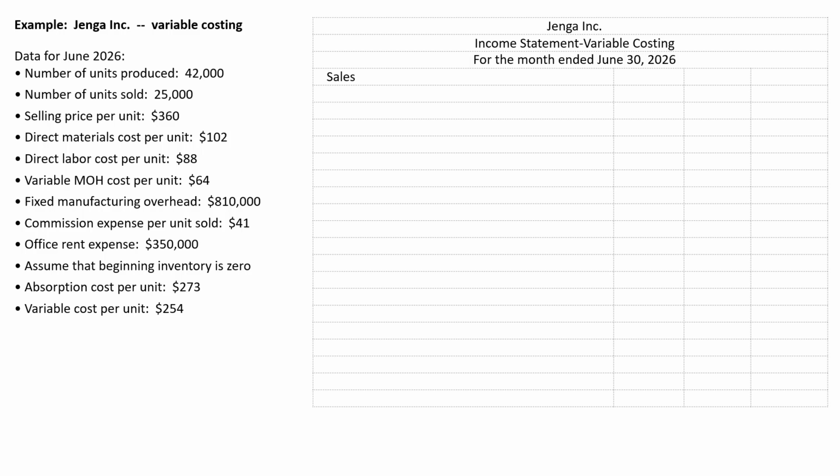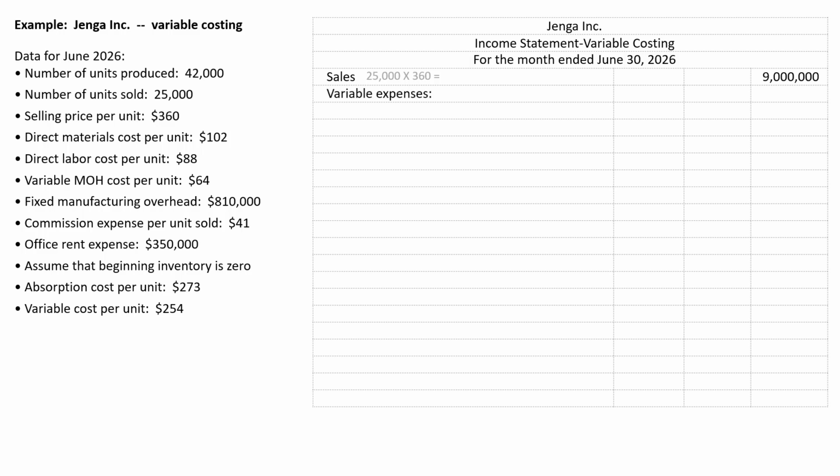Every income statement starts with revenue, sales in this case. When you calculate the sales amount, be sure to use the selling price per unit times units sold. So $360 per unit times 25,000 units is $9 million. Since this is one of the key values in the basic income statement, we enter it in column number 3.